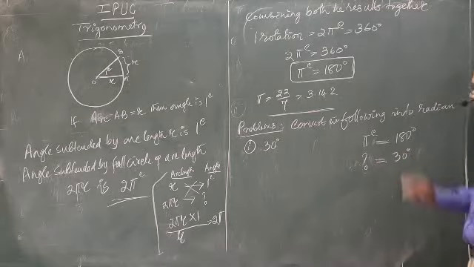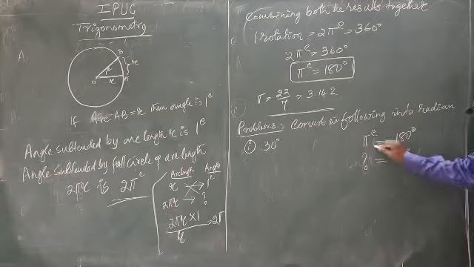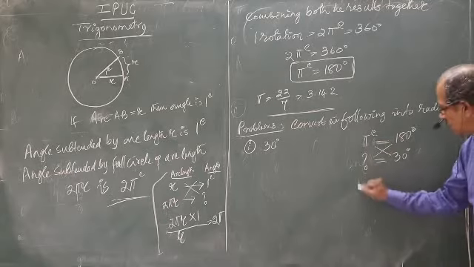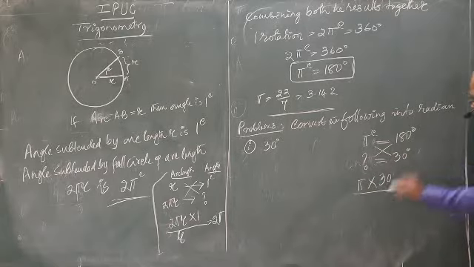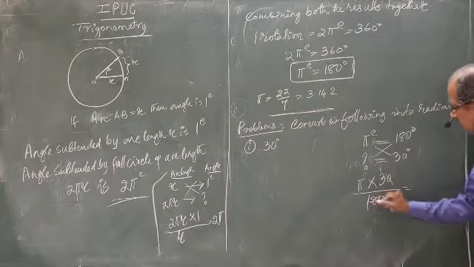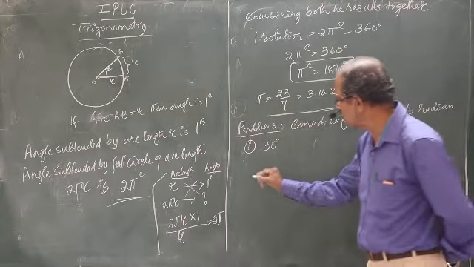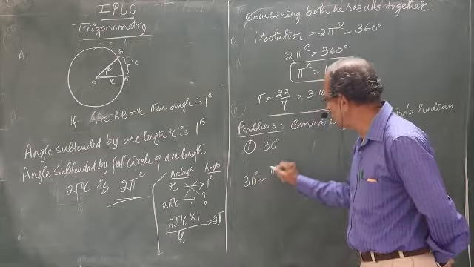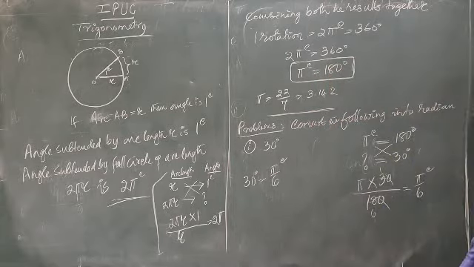30 degree equal to how much? Write the given angle under the degree column, radian column. Cross multiplication once again. Here you have to do pi into 30 divided by 180, or 3 ones are 3, answer is pi by 6 radian. So 30 degree equal to pi by 6 radian.